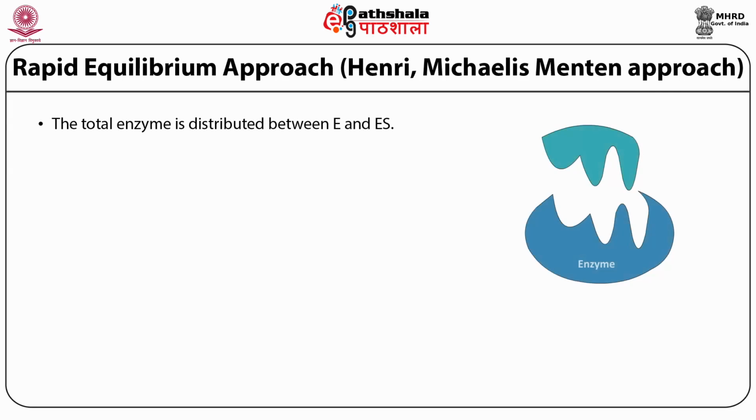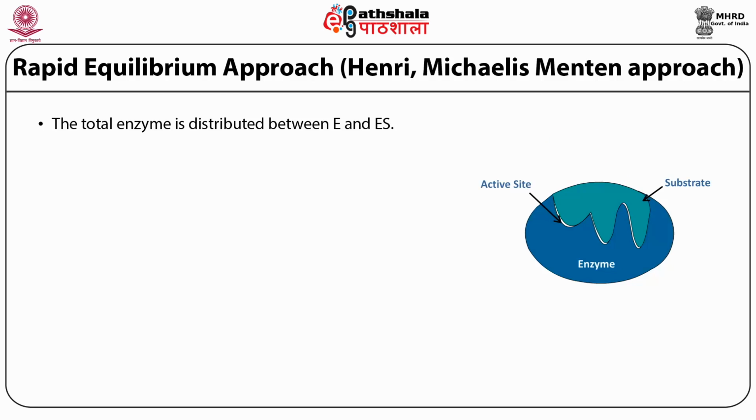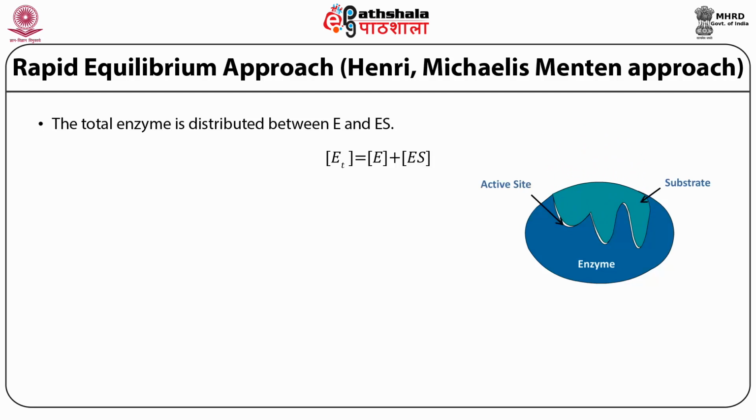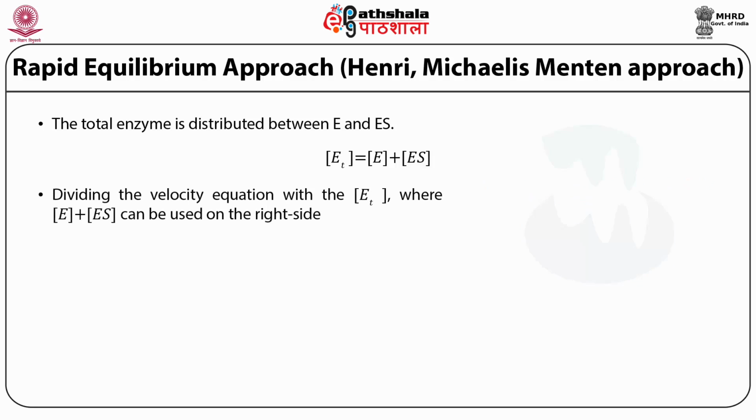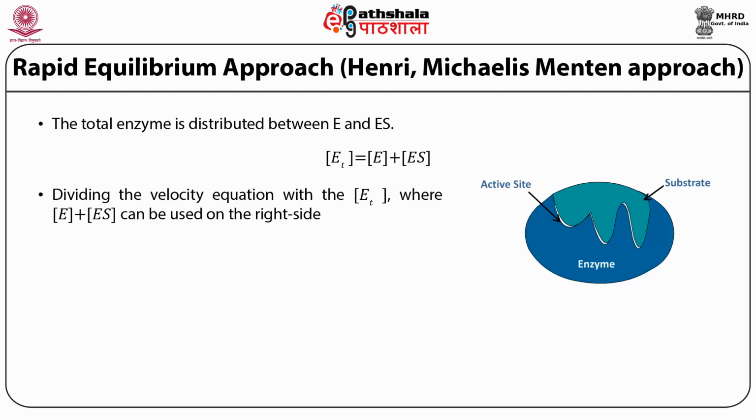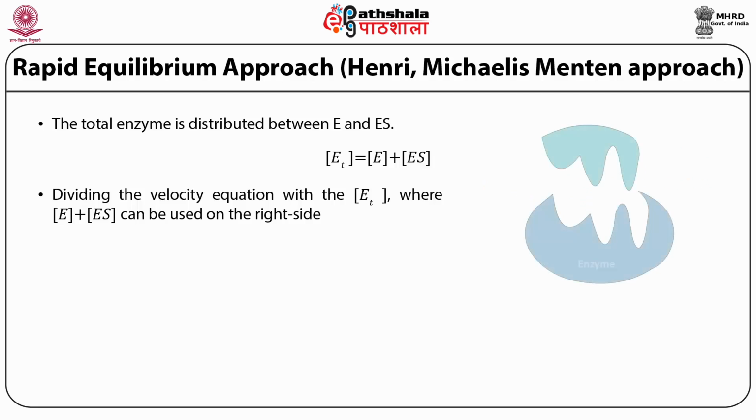The total enzyme present in single substrate kinetics is distributed in free enzyme and ES complex. So the total enzyme is equal to the concentration of free enzyme plus the concentration of ES complex. Dividing the velocity equation by ET, the velocity equation is written as V0 over ET is equal to K plus 2 into ES over ET.